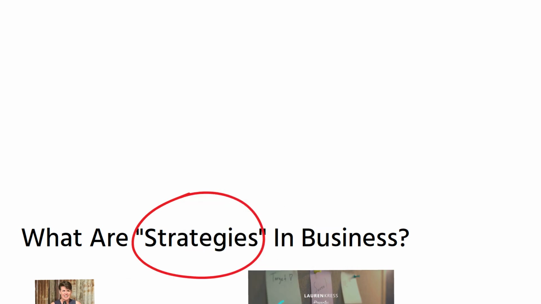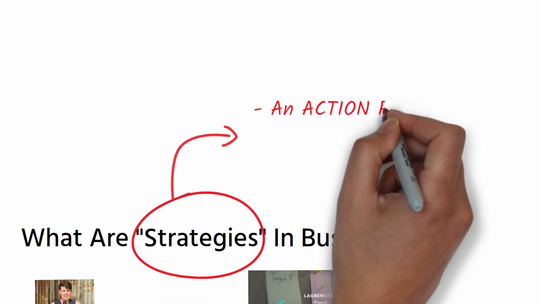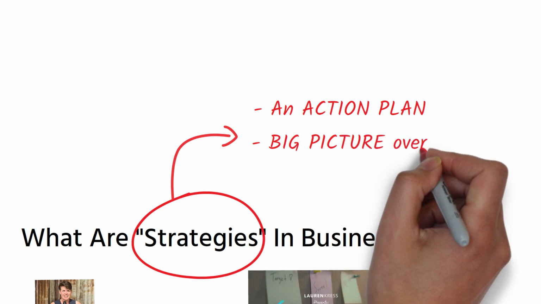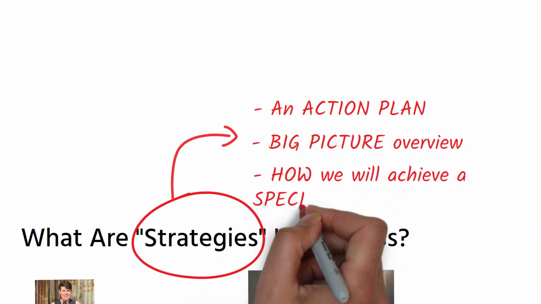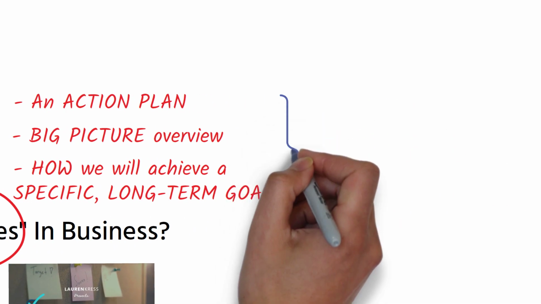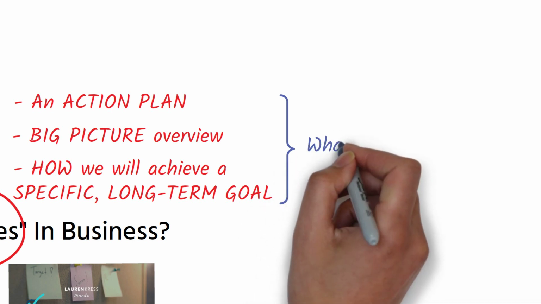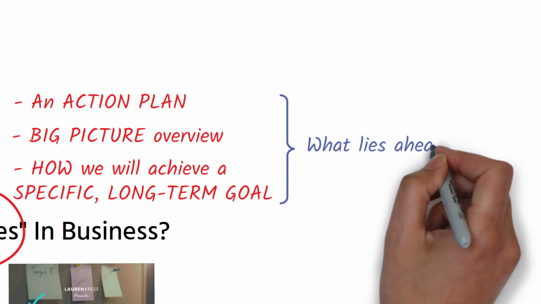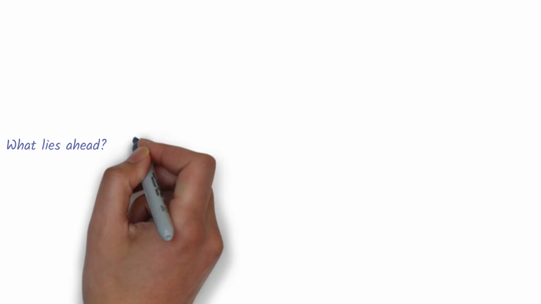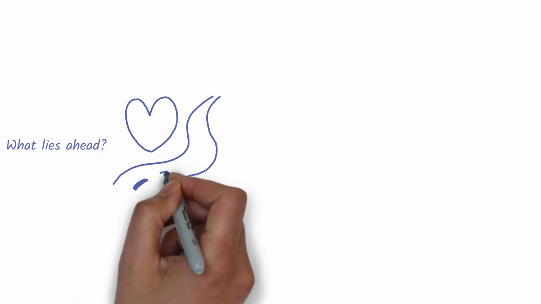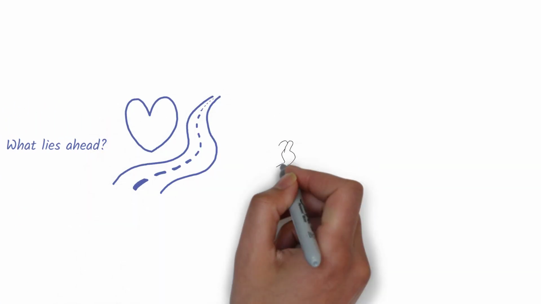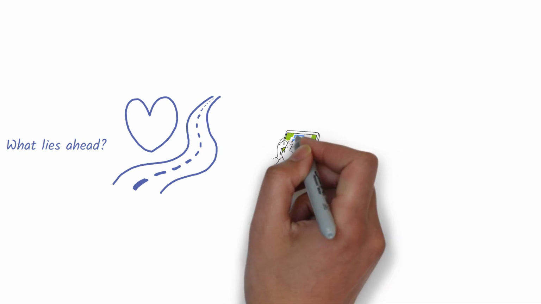Okay, so when we talk about strategy in business, we're talking about an action plan that provides the big picture overview for how we're going to achieve a specific long-term goal. In order to create this high-level action plan, we need to be able to look to the future and anticipate what lies ahead. I like to think about putting a strategy together the same way I think about preparing for a road trip.